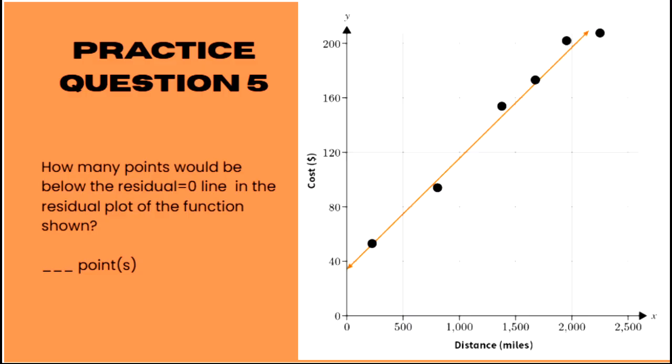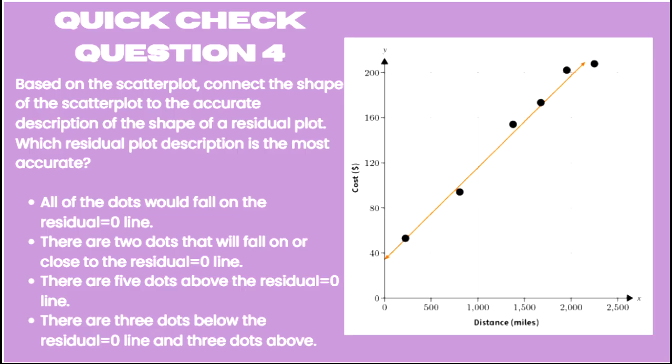Practice question at the end of the lesson. How many points would be below the residual equals 0 line in the residual plot of the function shown? So how many would be below? Not that one. Yes. Not that one, not that one, not that one. Yes. So 2.